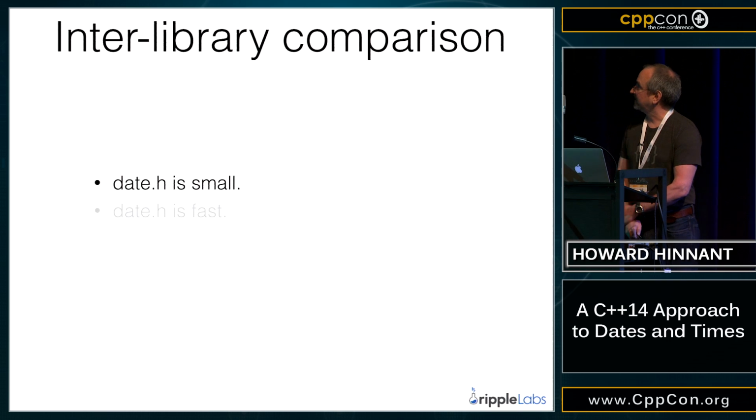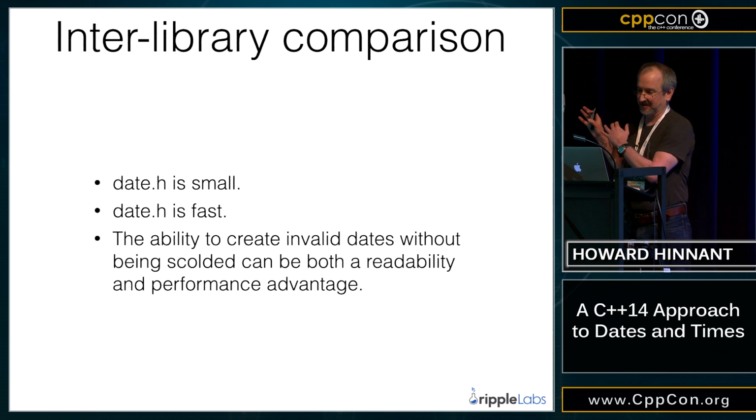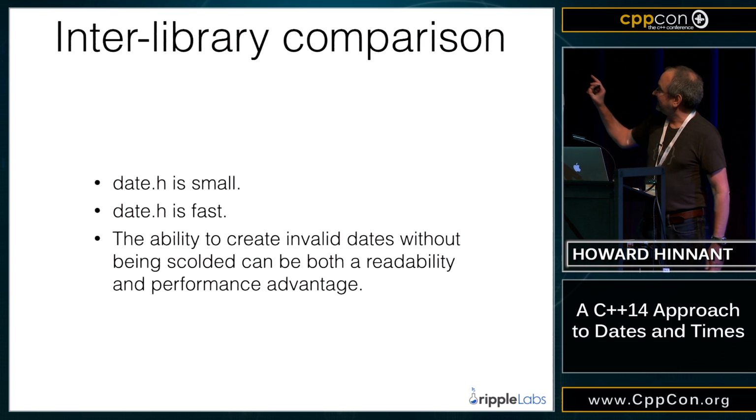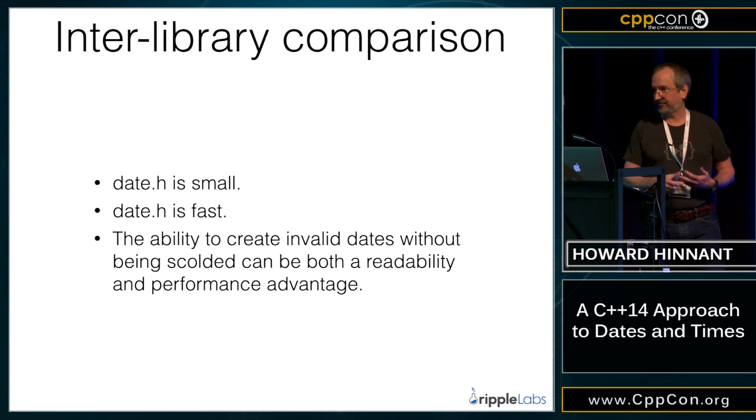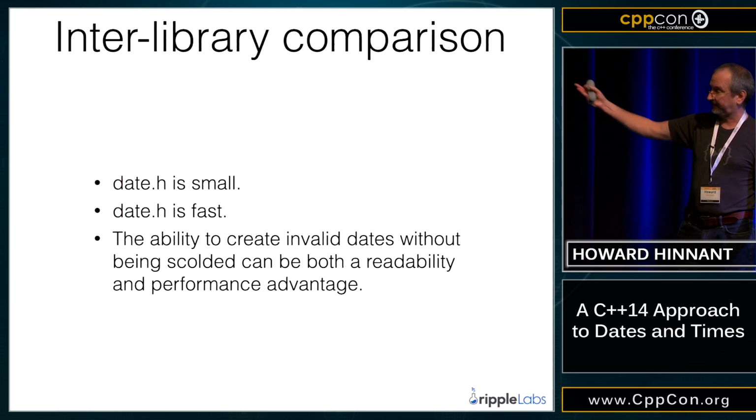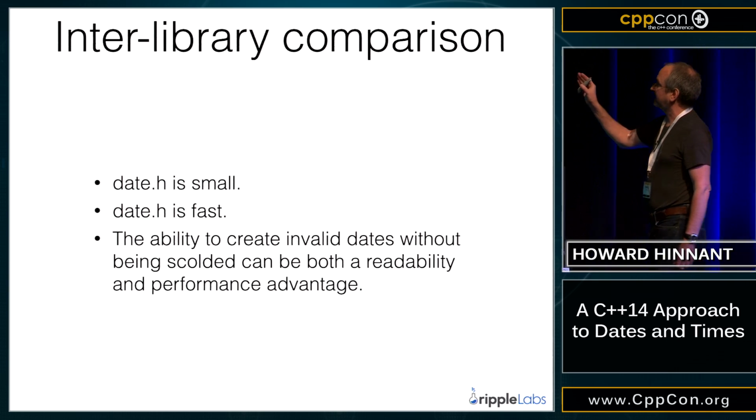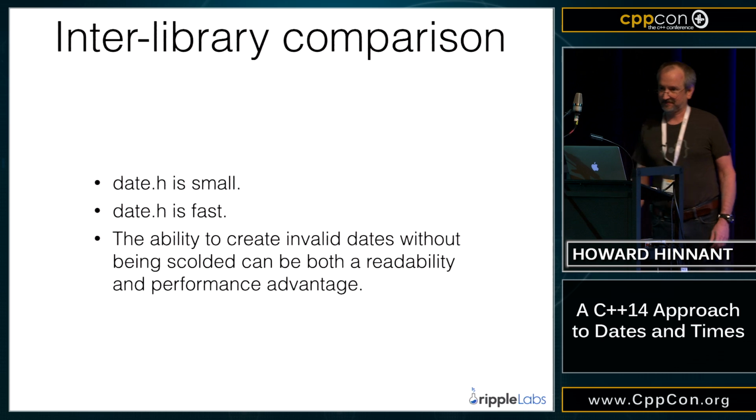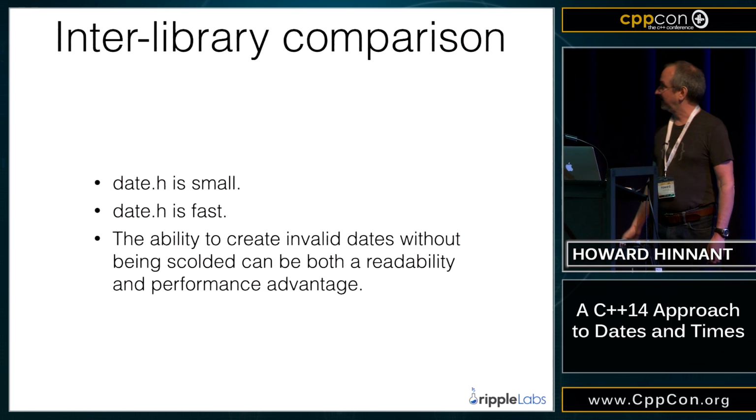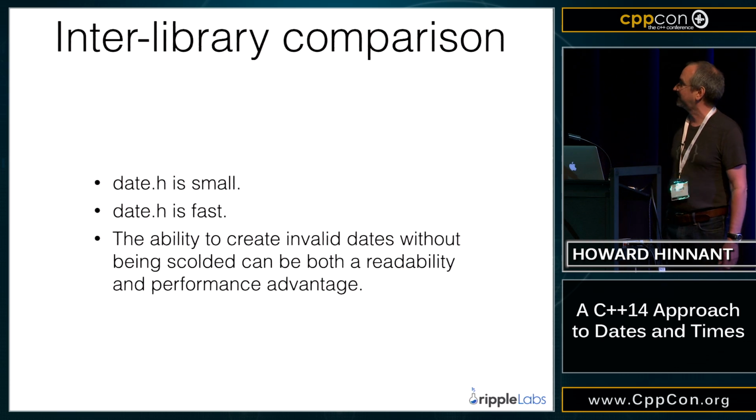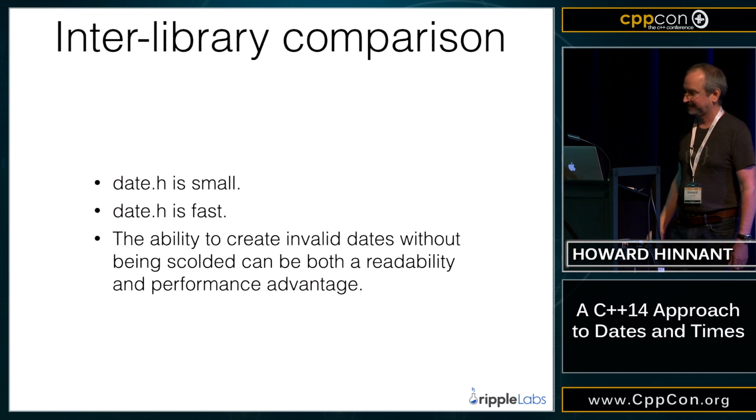So there's 3 things I want you to get out of that performance test. Date.h is small, it's fast, and the ability to create invalid dates without being scolded with an assert or a throw or with some approximation of, oh, you meant the 4th, or oh, you meant the 5th Friday, or whatever. The ability to create that invalid date is both a readability and a performance advantage. So if that's the only thing you remember out of this whole talk, I think that 3rd bullet right there is the most important thing to remember.